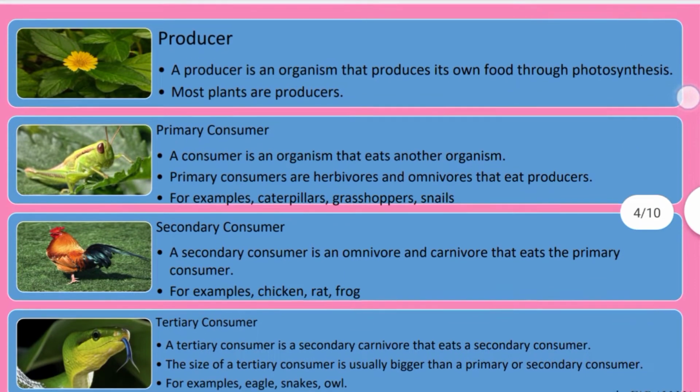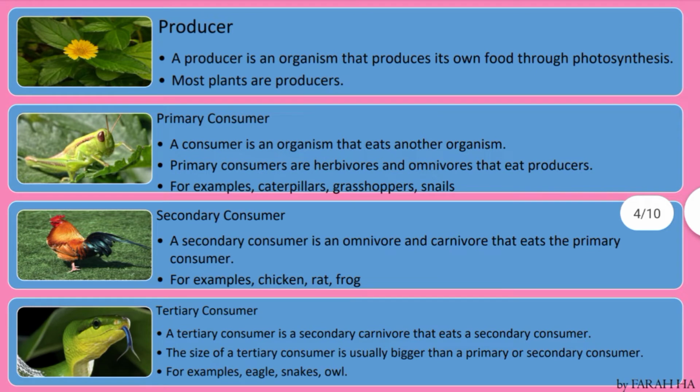So for the producer, a producer is an organism that produces its own food through photosynthesis. Most plants are producers, so every single green plant is a producer. Green plants make their own food because they contain chlorophyll, so they can make their own food through the process of photosynthesis. So green plant is a producer.